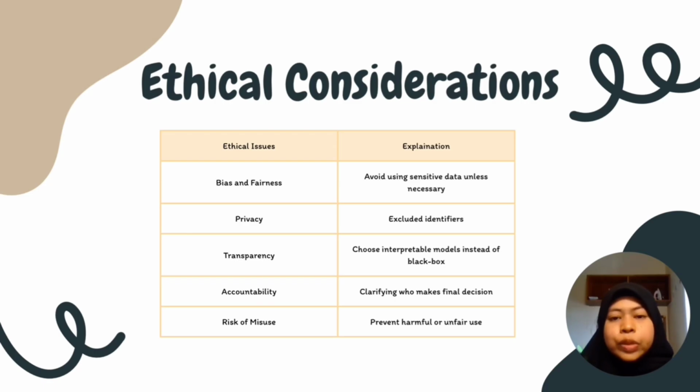The second one is privacy. We have excluded identifiers such as first name and last name. The data that we trained and tested on were anonymized in order to protect student privacy. The third one is transparency. We use an interpretable model instead of a black box to ensure stakeholders understand how decisions are made. The fourth one is accountability. We clarify who will make the final decision. Our model is only intended to assist teachers, not replace them. So, the final decision about student progress should always remain with qualified educators.